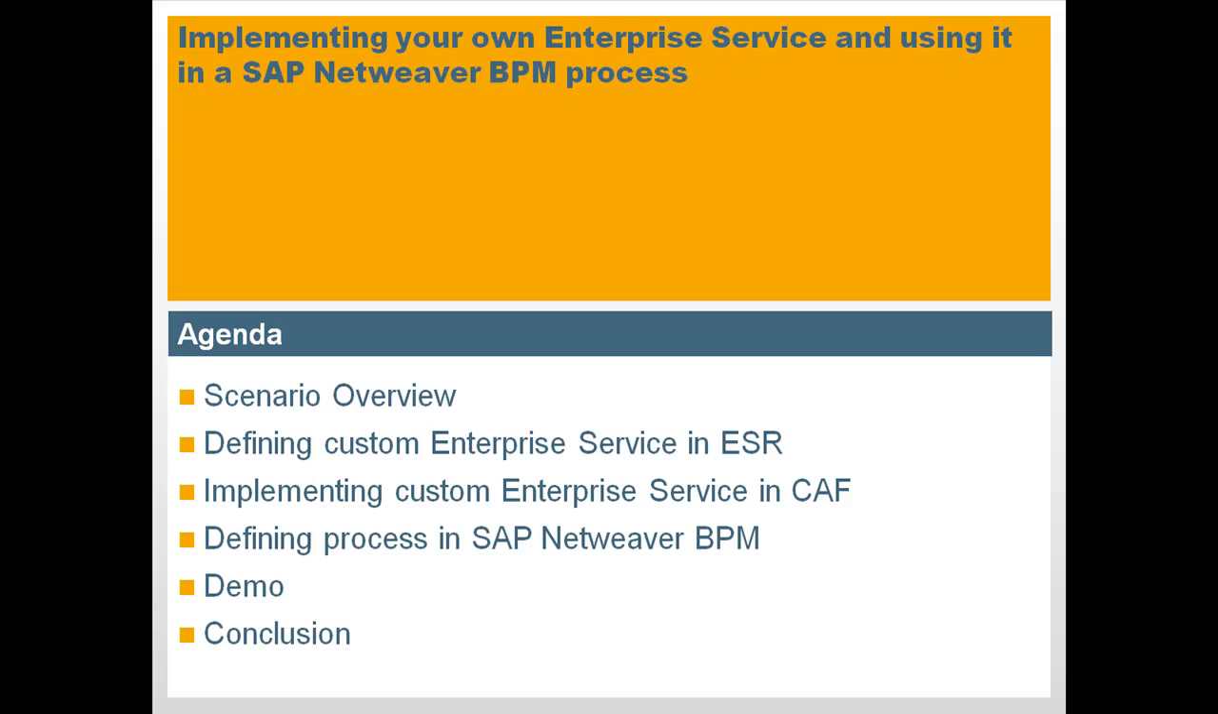We'll start off with an overview of the scenario that we will implement. After that, we'll focus on the more specific components of the scenario. The first one will be the enterprise services repository, in which we will define our own enterprise service. Once this is done, we'll implement this enterprise service in the composite application framework, and after that we will define a process in SAP Netweaver BPM which actually uses this enterprise service. We'll conclude with a demo of the scenario and then afterwards a small conclusion.